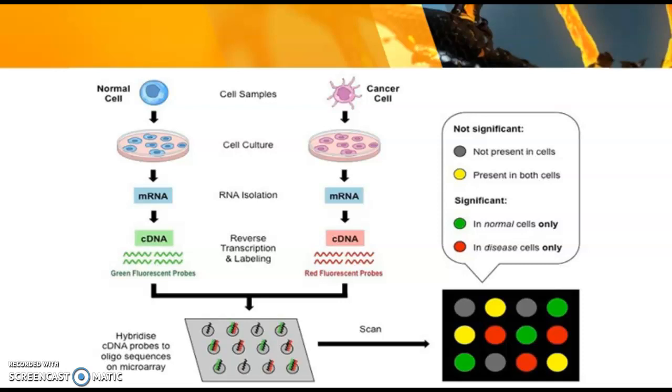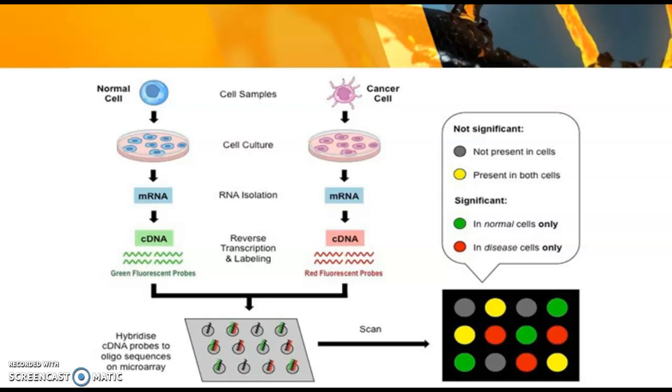So, in this diagram, you can see a chip which consists of red, yellow, and green dye, which is fluorescently labeled. The yellow indicates that the genes are present in both cells, both normal and cancer cell, whereas the green indicates the genes that are only upregulated in normal cells, and the red color indicates the genes that are only present in cancer cells.